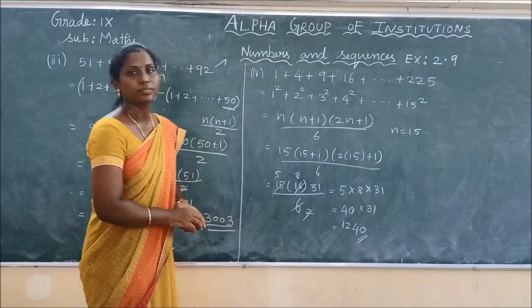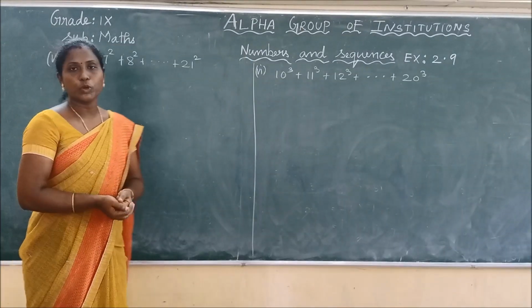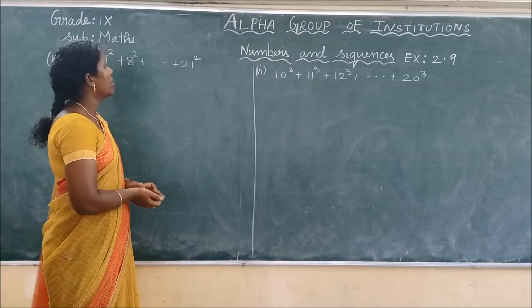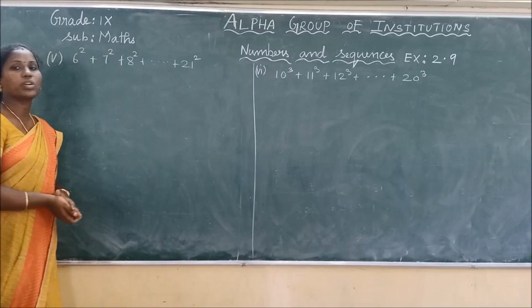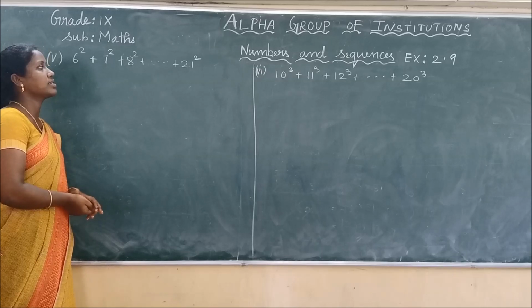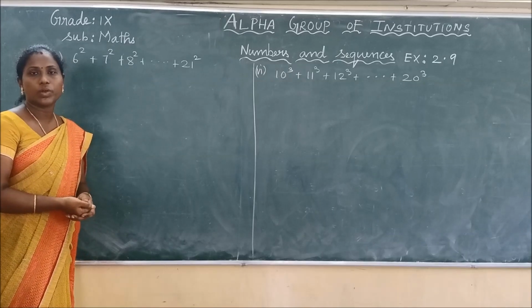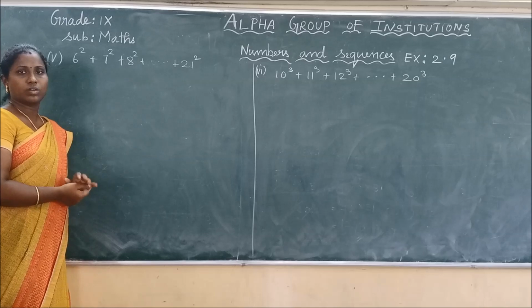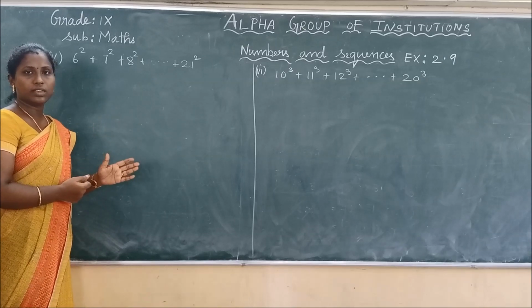Okay children, let's see the fifth problem. The fifth problem is based on squares of natural numbers. 6 square plus 7 square plus 8 square plus etc. up to 21 square. By seeing the question, what are you seeing in this question here?